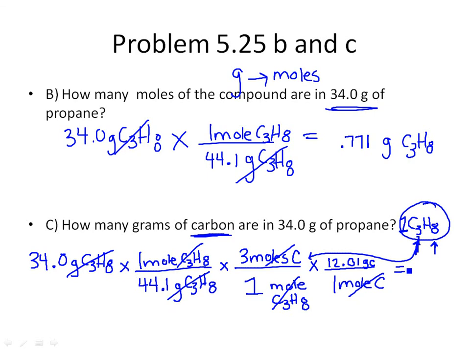If we do the math here, if we multiply 34.0 times 3 times 12.01, and we divide that by 44.1, we get about 27.8 grams of carbon in propane. I hope this helps for a problem similar to 5.25. Thank you.